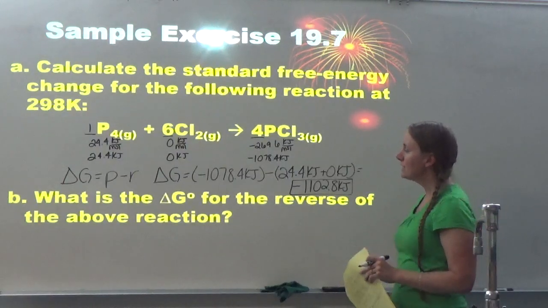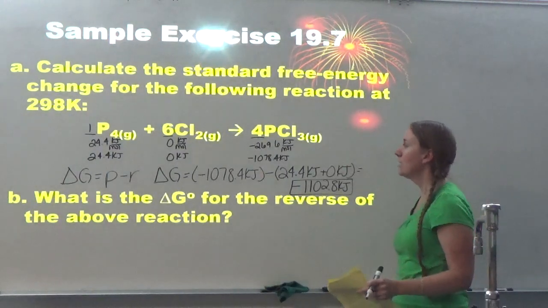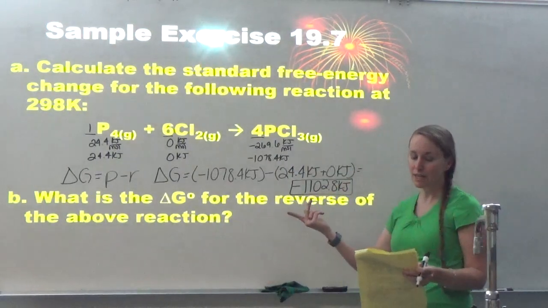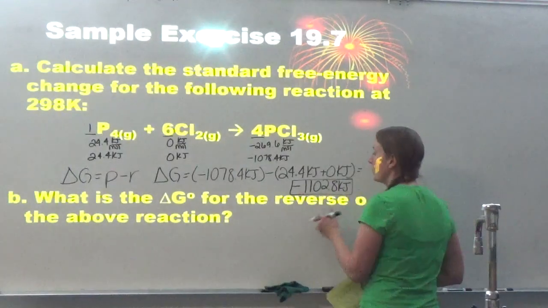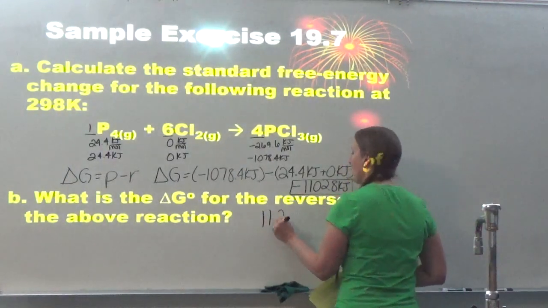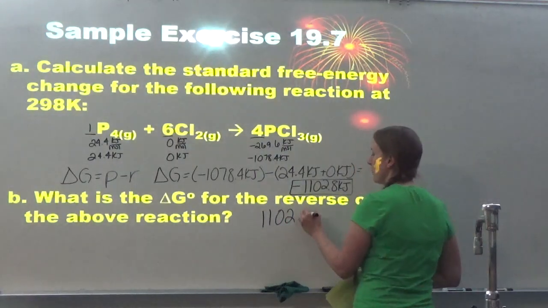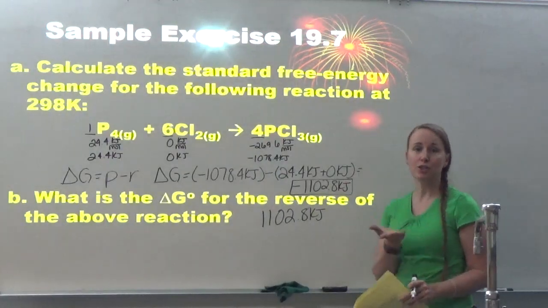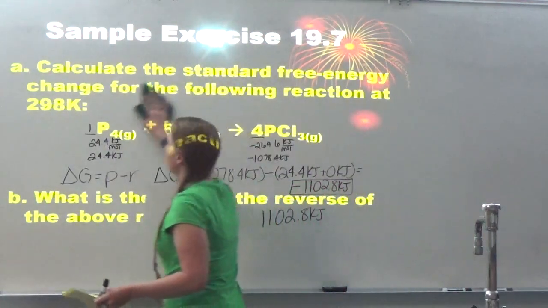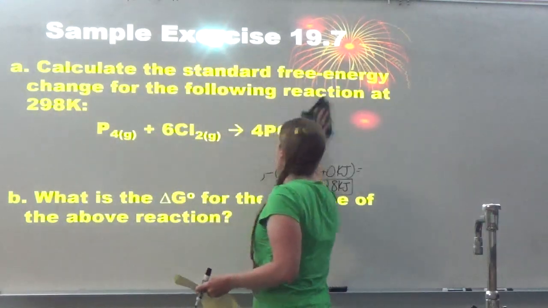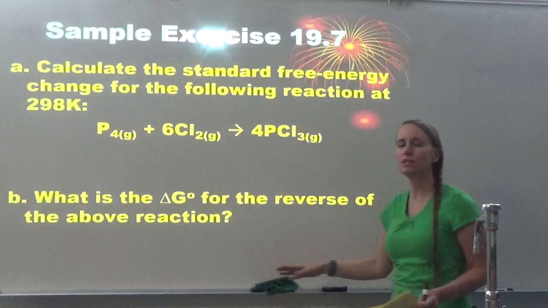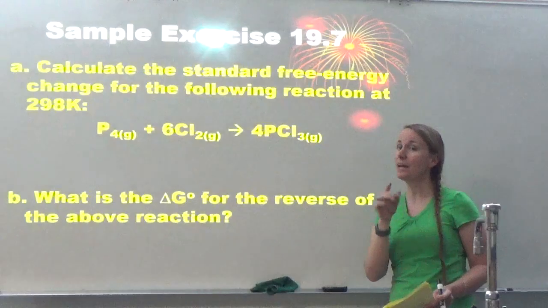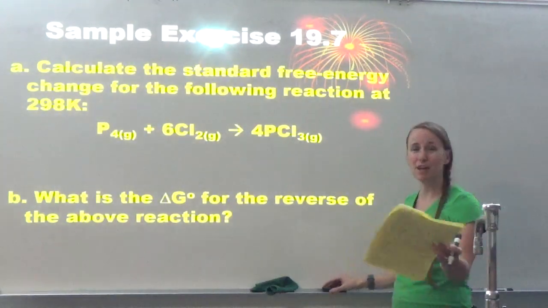Then it says, what is the delta G for the reverse reaction? Well, delta G works like delta H. If I flip the reaction, I just change the sign. So instead of being negative 1,102.8, it's just going to be positive 1,102.8 kilojoules. So Gibbs free energy works just like delta H. You flip a reaction, delta H changes sign. You flip a reaction, delta G changes sign. However, if you flip a reaction, your equilibrium K is 1 over, it's the inverse. So you gotta be careful of that kind of stuff.